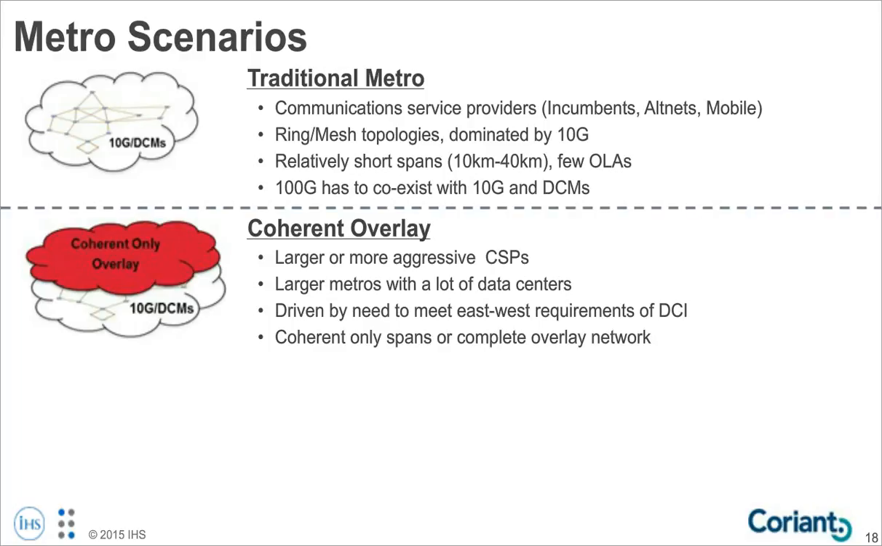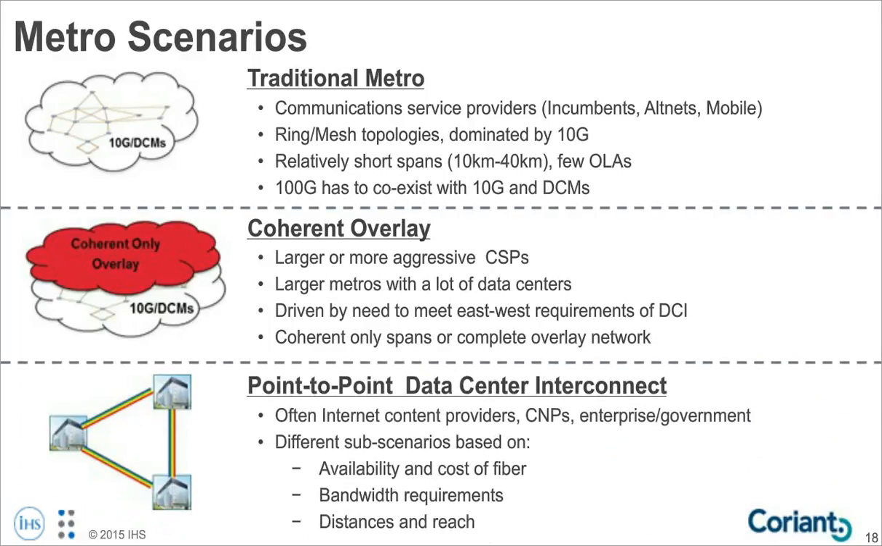And then the third scenario is point-to-point data center interconnect. And this is more often seen at internet content providers, carrier neutral providers, enterprise and government type of customers, as well as in the communication service providers. And even though the topology could be ring-based or look more like a ring, from a DWDM perspective, it's really point-to-point without pass-through from one span to the next.